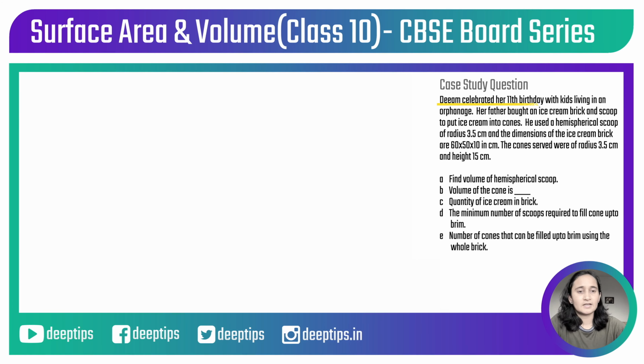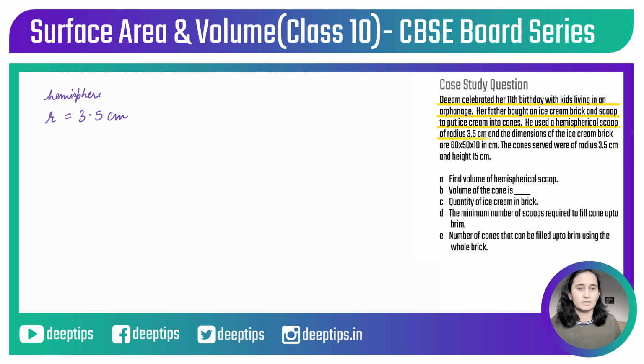Diem celebrated her 11th birthday with kids living in an orphanage. Her father bought an ice cream brick and scoop to put ice cream into cones. He used a hemispherical scoop of radius 3.5 centimeter. So here I got one important information that the radius of the hemisphere is 3.5 centimeters. So this is my hemisphere, right? I got one shape that is hemisphere and I got the radius.